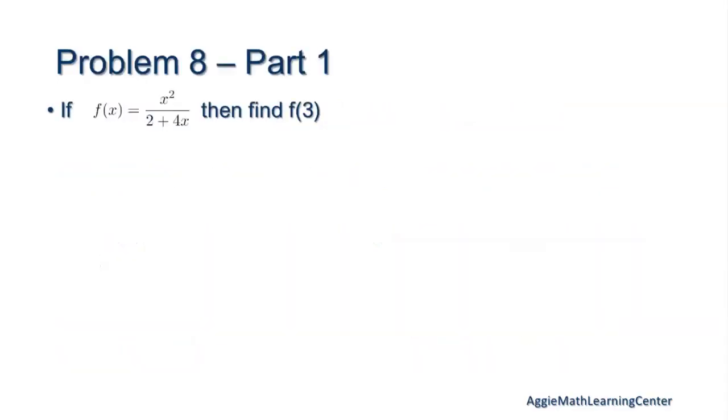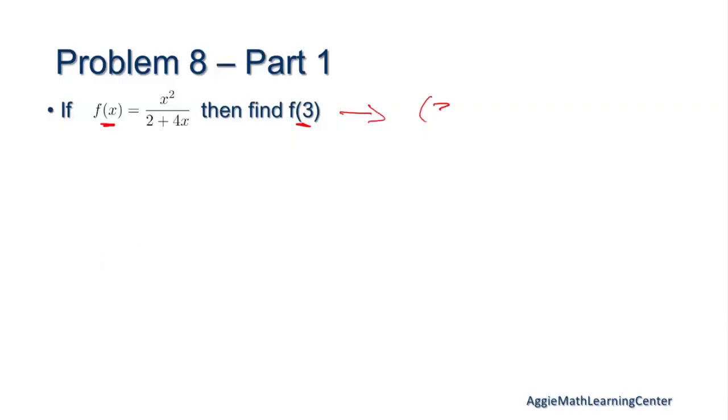Okay. So in this case, we're given a function, f of x equals x squared over 2 plus 4x. They want us to find f of 3. So what is my first step here? What am I plugging in? I have a 3. Where am I plugging 3 into? 3 for x, wherever x is. Yes, anywhere I see an x in this equation, I'm going to plug a 3 in, okay?